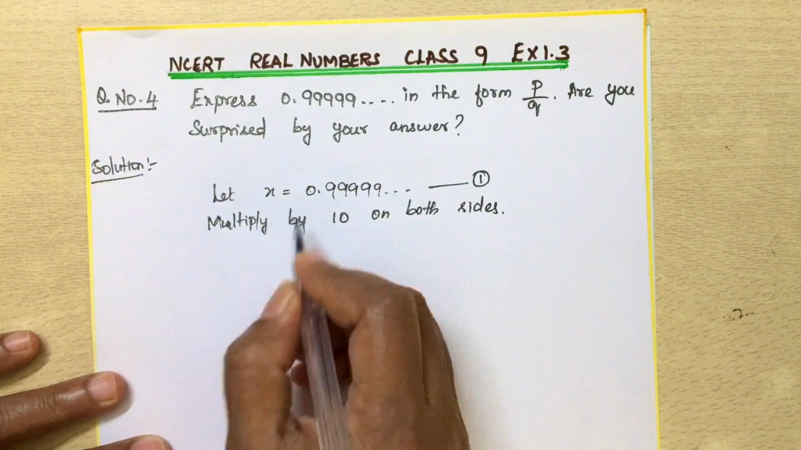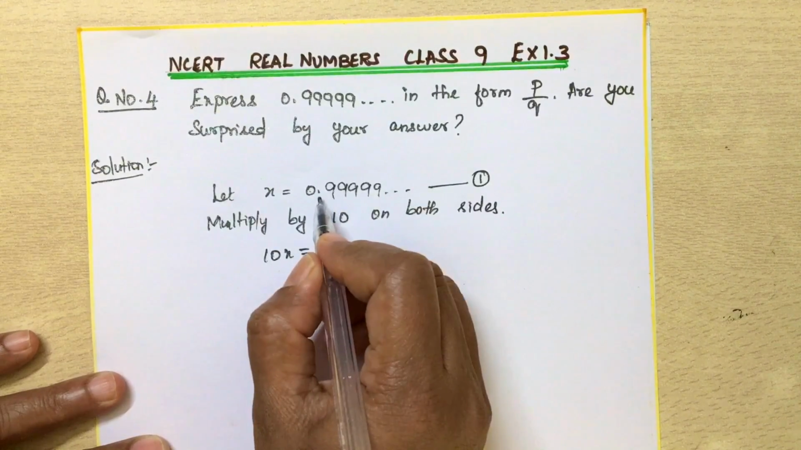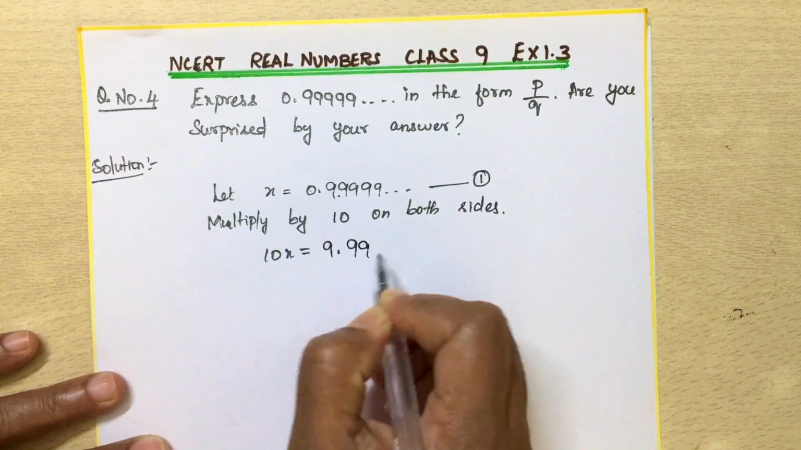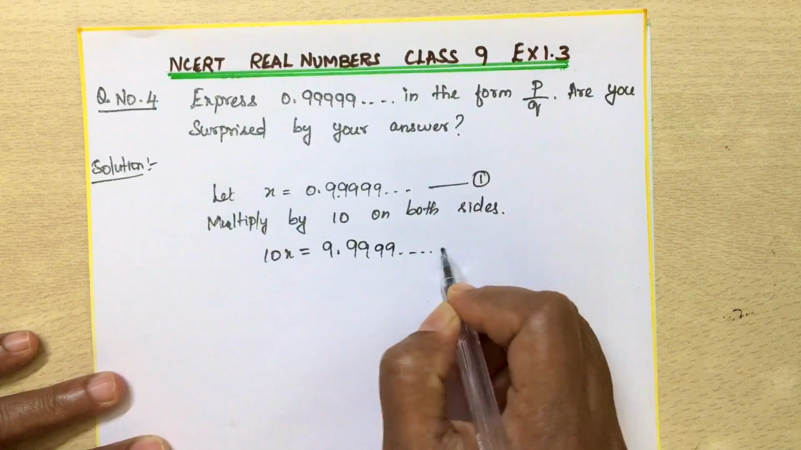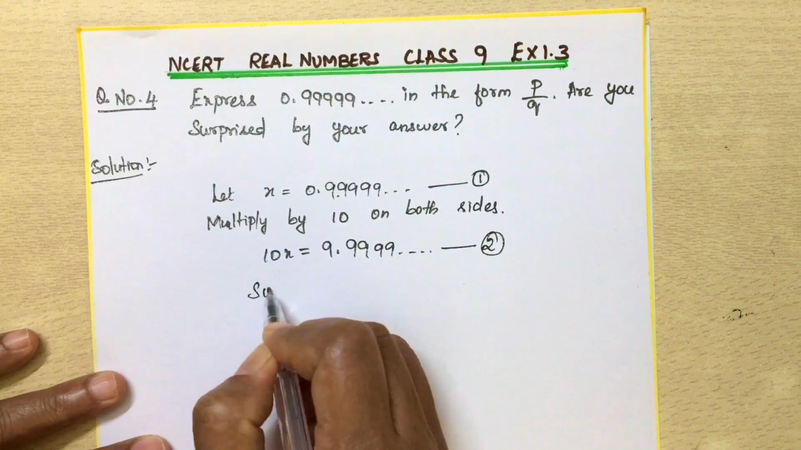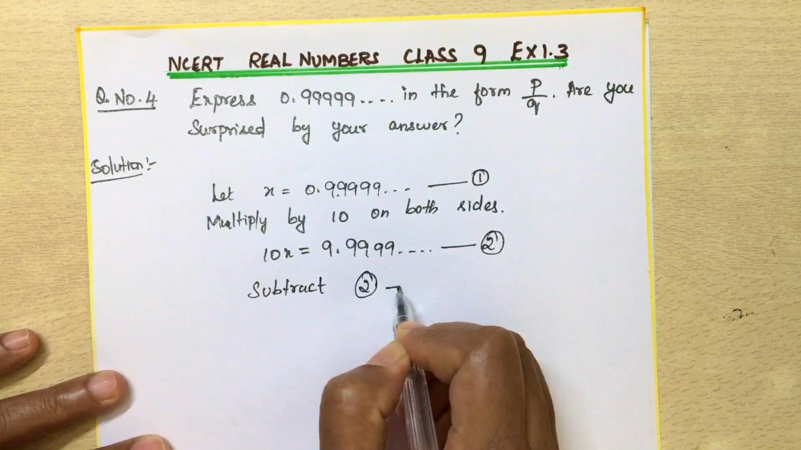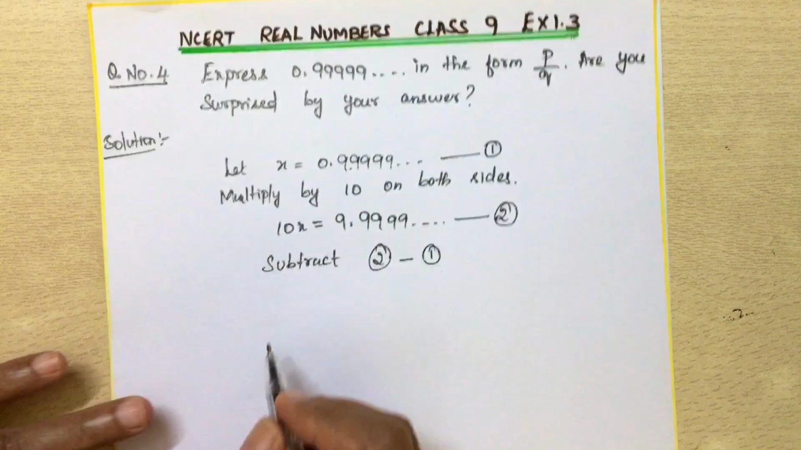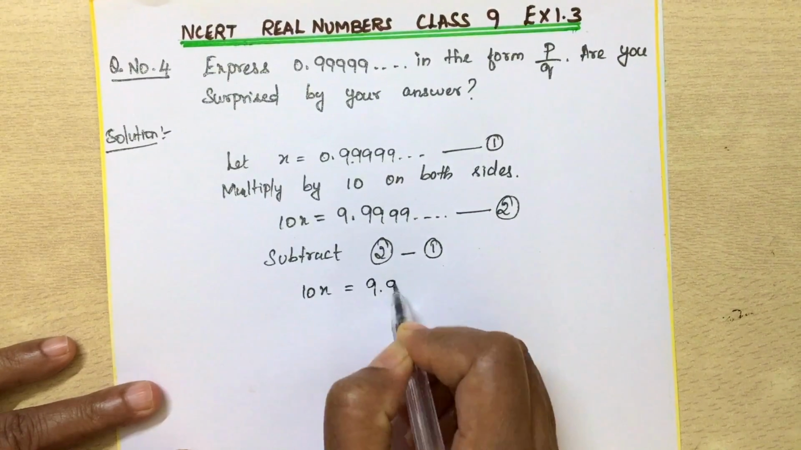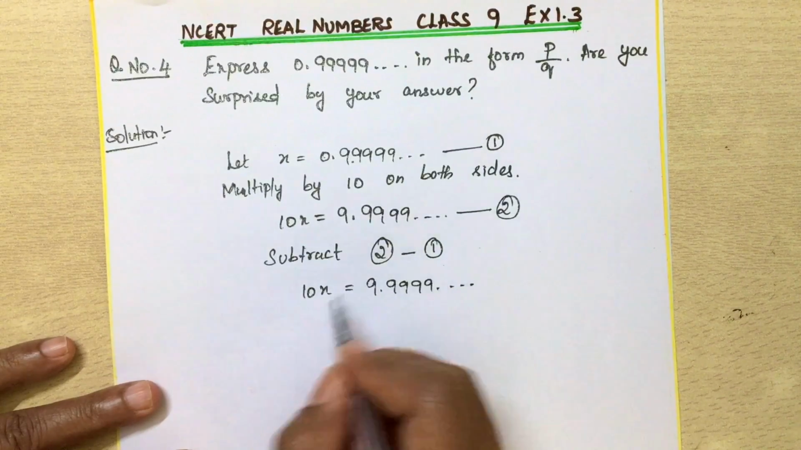Now it will be 10x, which is equal to 9.999... The decimal will shift to this place. Let us consider this as equation number 2. Now subtract equation 2 minus equation 1. So write equation number 2 and below that we'll subtract 1.